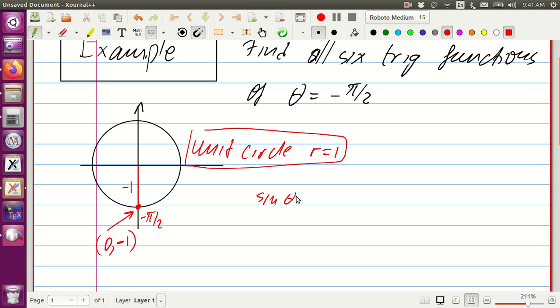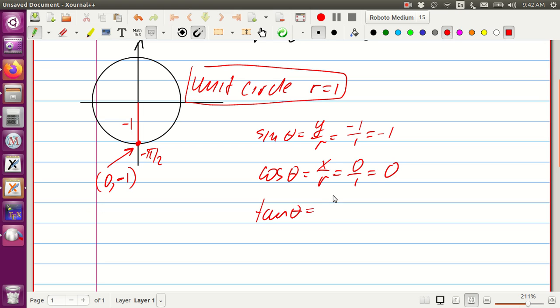Sine of theta is y over r, and y is negative 1 over 1, so it's negative 1. Cosine of theta is x over r, our x is 0 over 1, so it's 0. And our tangent of theta is y over x, which is negative 1 over 0, but we cannot divide by 0, so this value does not exist for tangent. And it will be important for us when we plot the graph of tangent.